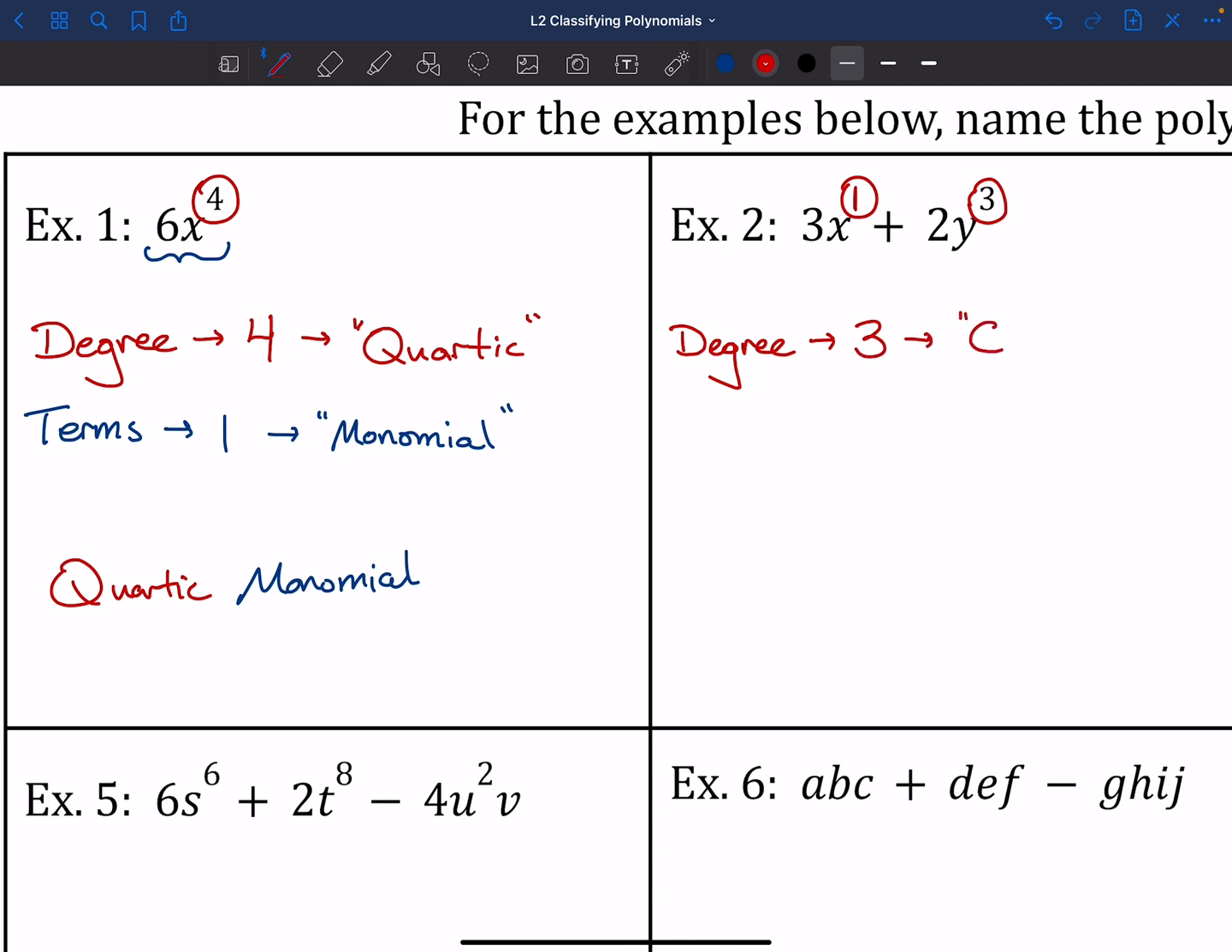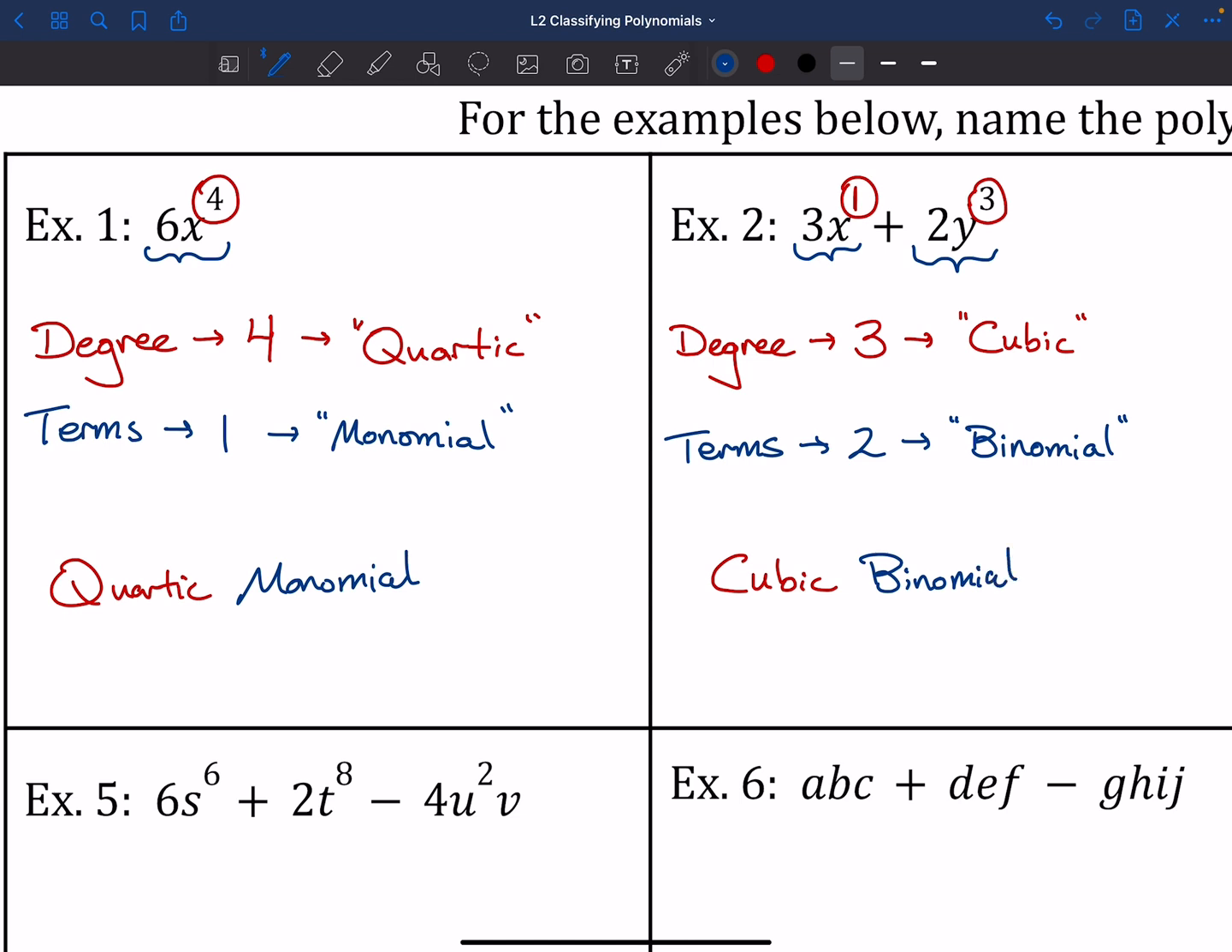And again, if you take a look on the front, if it has a degree of 3, we call that cubic, right? In terms of the number of terms, we're just going to take a look at how many chunks we've got that are separated by addition and subtraction. I've got 2 chunks, so that's 2 terms. If I've got 2 terms, we call it a binomial, right, because bi means 2. So again, all I really need to do when I'm naming it out is call it a cubic binomial.